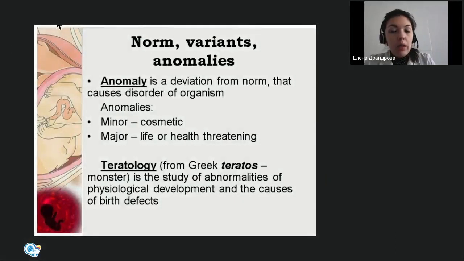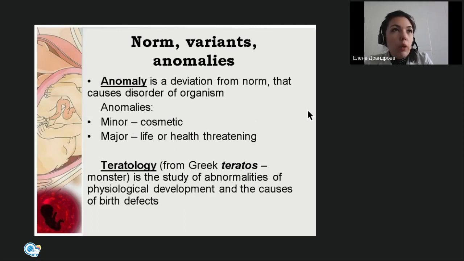But if there is a deviation from norm that causes disorder of organism, it is known as anomaly. Anomaly is not normal, it's abnormal. And anomalies can be minor, and they are cosmetic in this case, and major, and then they are life or health threatening.